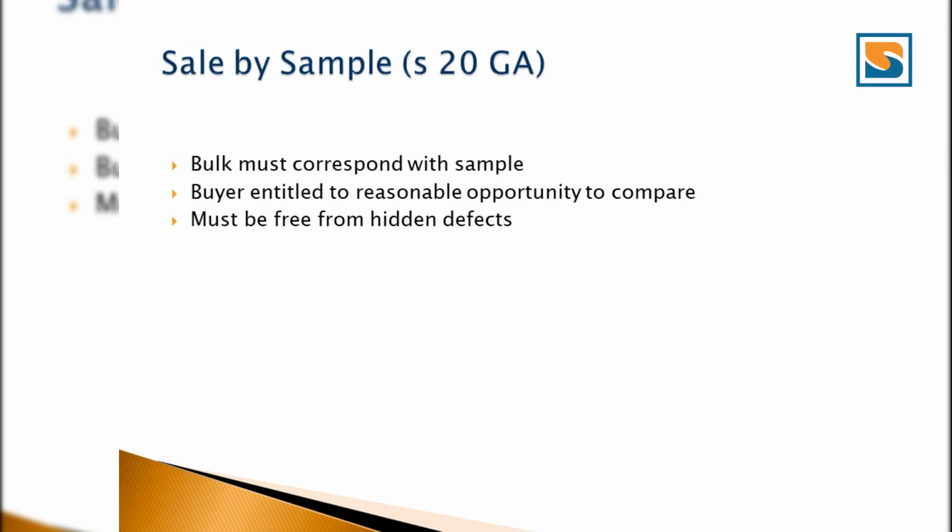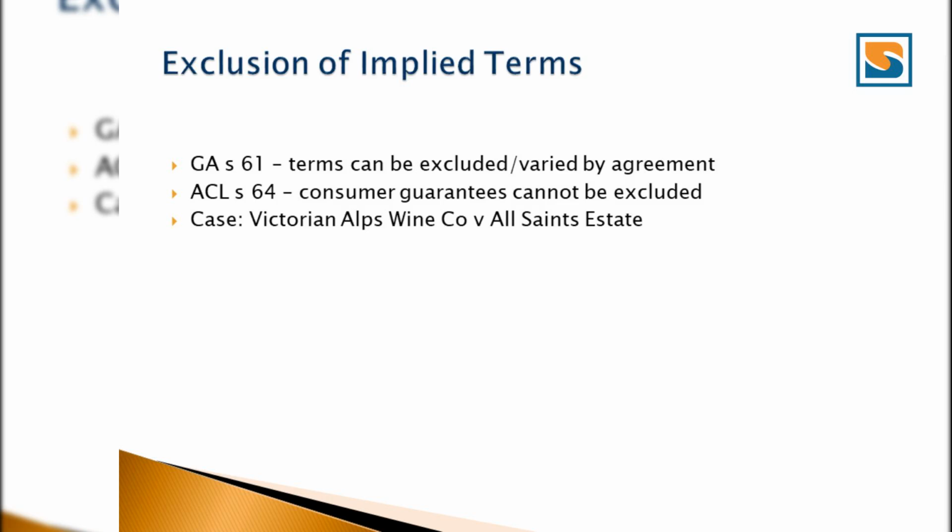When goods are sold by sample, the bulk must correspond to that sample. Buyers must have the chance to compare, and goods must be free from hidden defects that make them unmerchantable. While Section 61 allows exclusion of implied terms, the ACL restricts this in consumer contracts. This highlights the stronger protection under consumer law compared with the Goods Act.